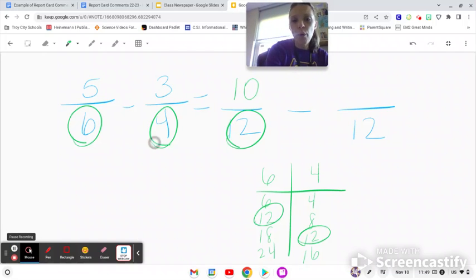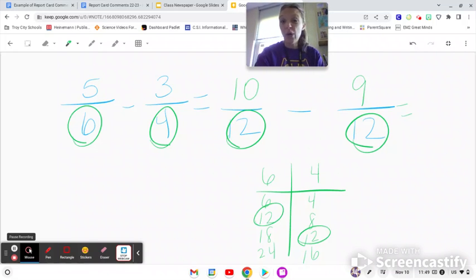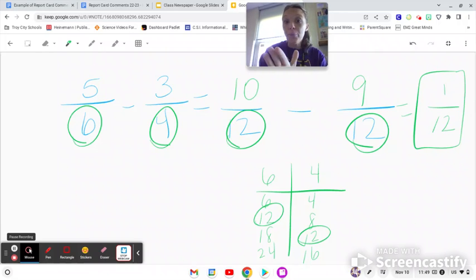Now, we went from fourths to 12s. 4 times 3 is 12, so 3 times 3 is 9. Now, this is just plain old normal 4th grade subtraction of fractions. 10/12 minus 9/12 is 1/12. Okay?